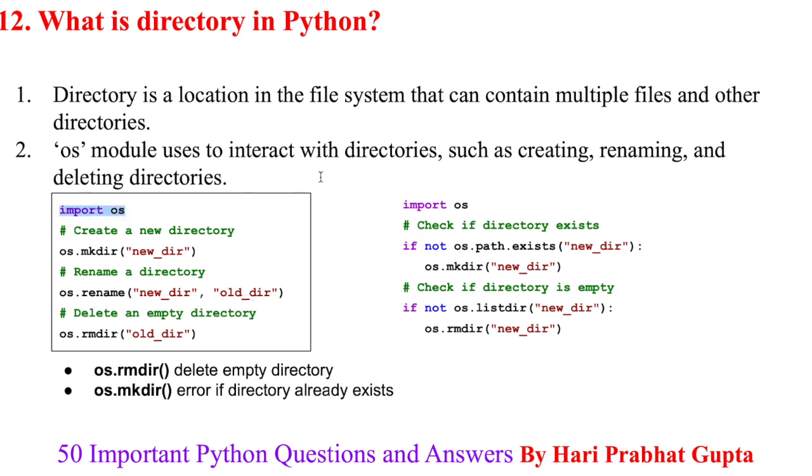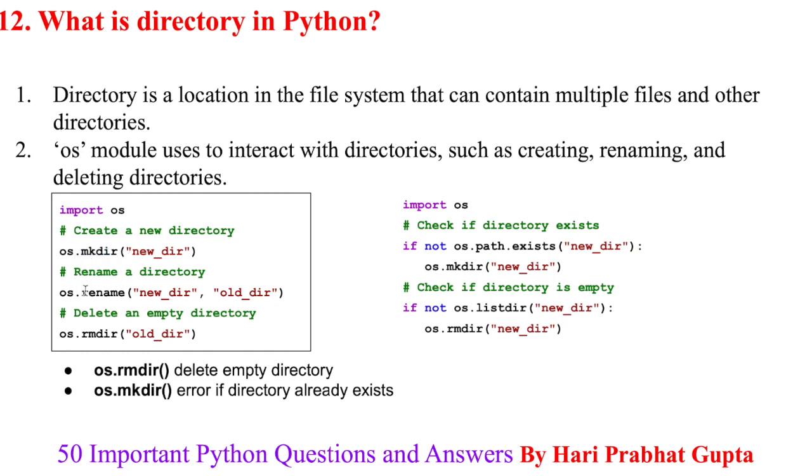The os module provides various functions for creating, renaming, and deleting directories, as well as for checking if a directory exists and if it is empty. Here is an example of how to use the os module to create, rename and delete a directory. First we need to import os. In this example, we first use the mkdir function to create a new directory called new-dir.